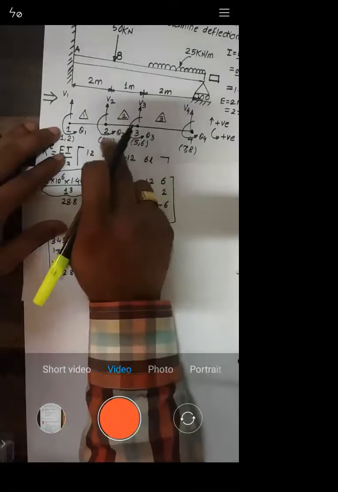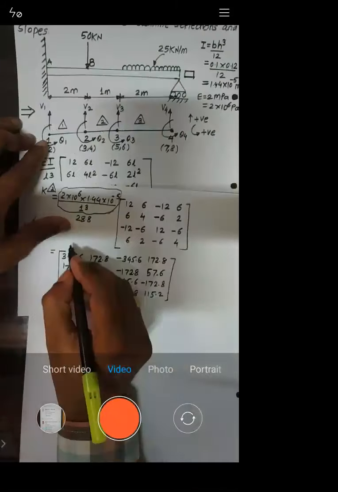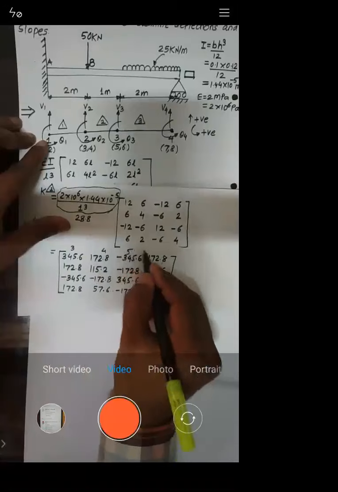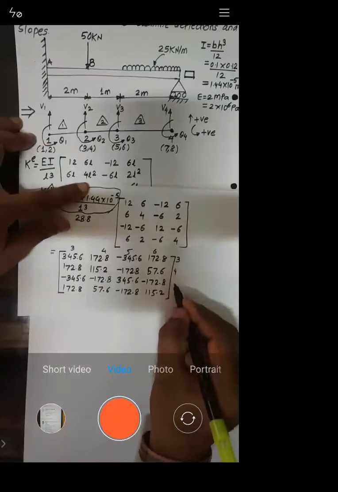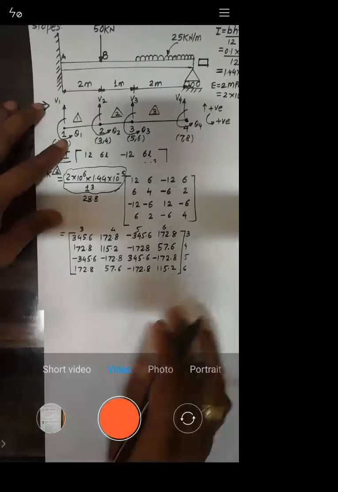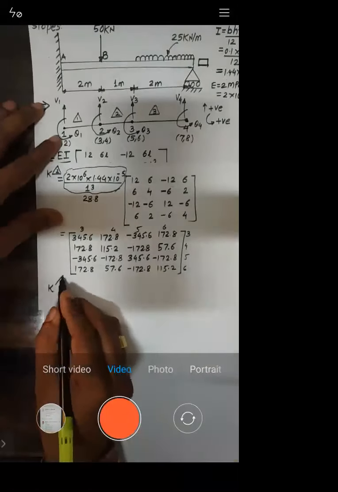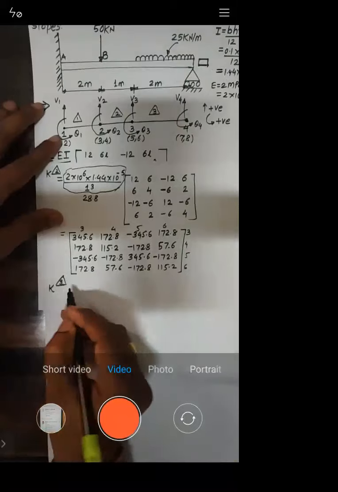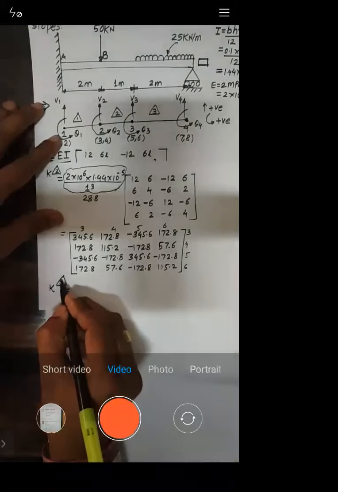Now see, for element number 2 I also need to assign 3, 4, 5, 6, right? So I need to assign it like this: 3, 4, 5, 6. Now go to the stiffness matrix of element number 3.